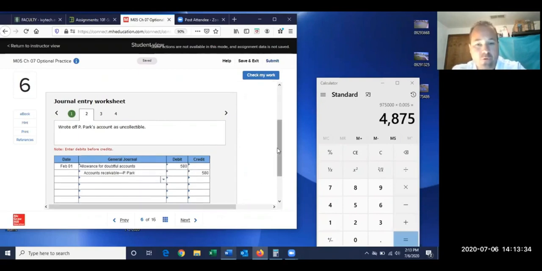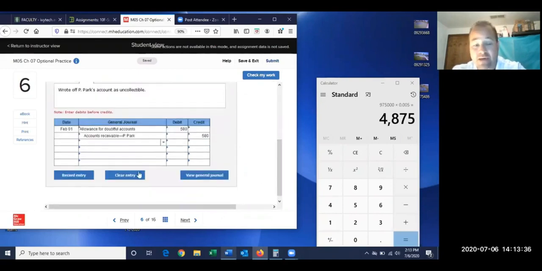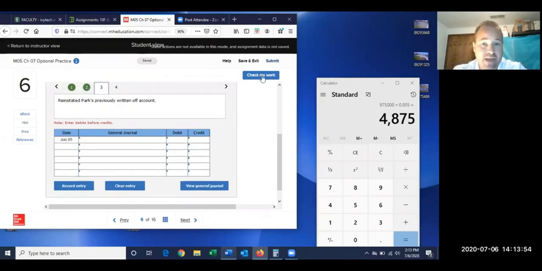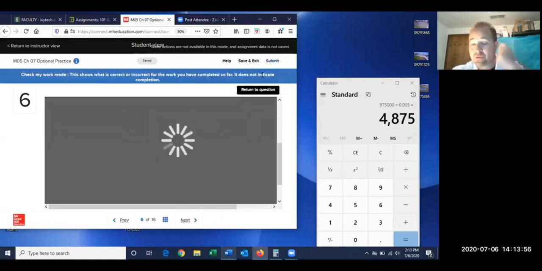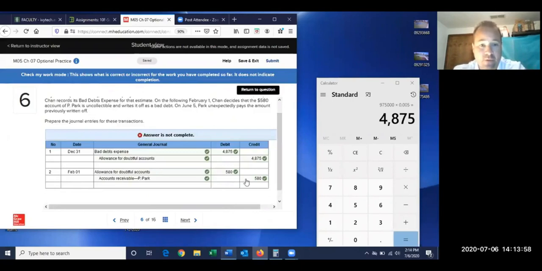And then for 3 and 4, it's going to say that they paid us now. So when they pay us, we've got to undo this entry, just like we did on number 5. We're going to debit AR and credit allowance to make it act like it never happened, and then show that cash was received for the $580. I'm not going to go through that since we just did that. We'll just look at the first 2 answers, and there we have them. They are complete.